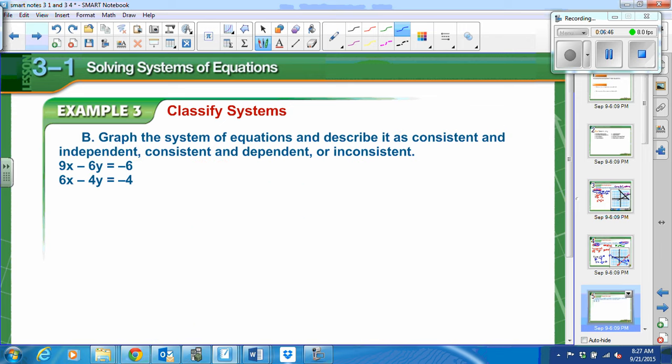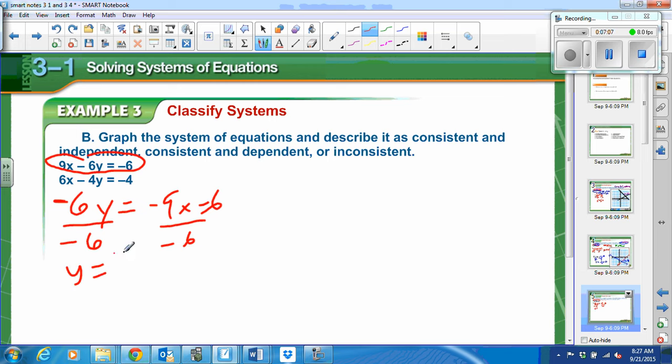Okay, graph the system of equations and describe it as consistent and independent, consistent and dependent, or inconsistent. I'm going to go ahead and get this line in slope-intercept form. So we get -6y = -9x - 6. Divide by -6.